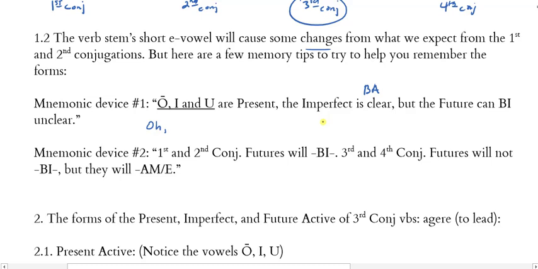Mnemonic device number 2 is this. I want you just to try to remember these, memorize them. First and second conjugation futures will be. That's because they use the tense sign be. First and second conjugation futures will be. Third and fourth conjugation futures will not be. But they will e. Okay, so that's supposed to rhyme to help you remember.